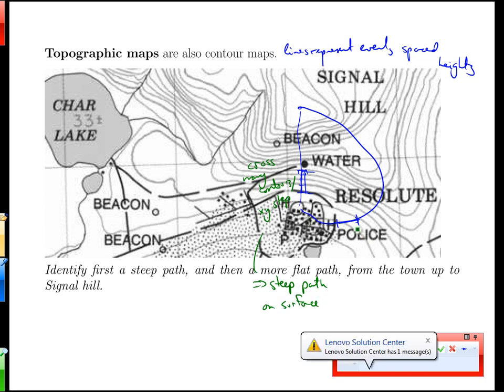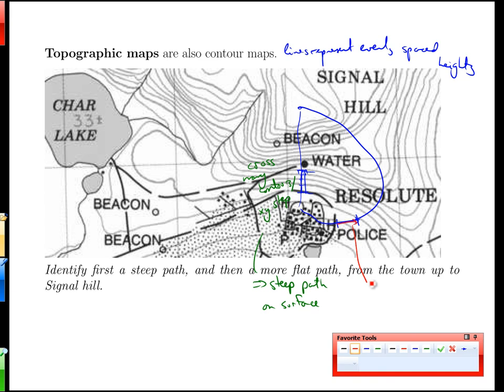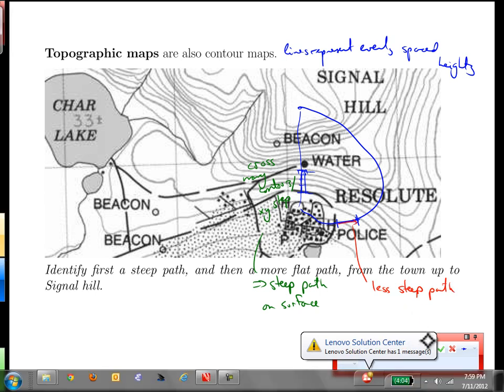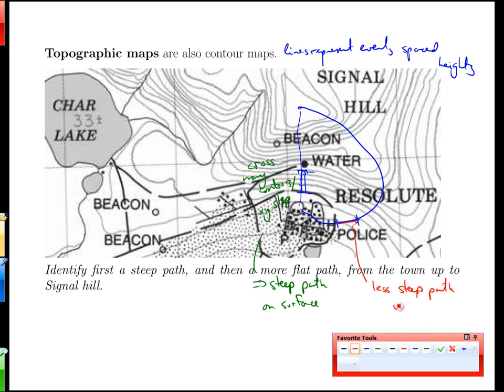Meanwhile, if you went this way, this particular shape here, or this path here, would be a less steep path up the surface. All right, so that's something we're going to bring into bear as we go through looking at different kinds of contour diagrams.